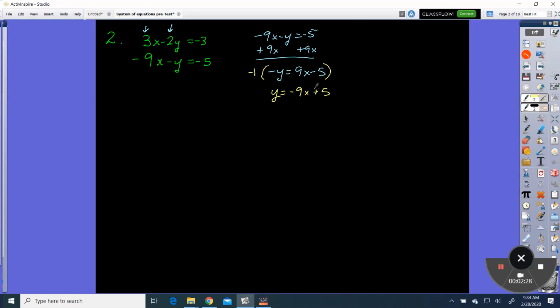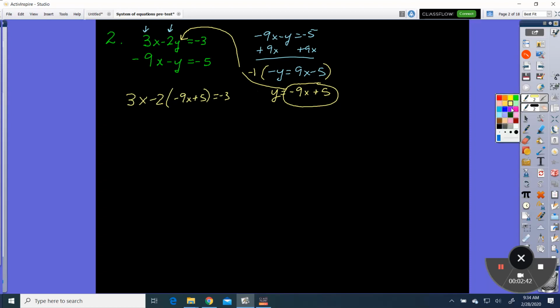So now I know what y equals. I can take this information and plug it in for y on the second equation. So I have 3x minus 2 parentheses, negative 9x plus 5 equals negative 3. So now that we've got that, now I can just distribute that negative 2. And make sure you understand you're distributing a negative 2. So negative 2 times negative 9 is a positive 18x. Negative 2 times 5 is a negative 10. Still equals negative 3, and the 3x is still in front.